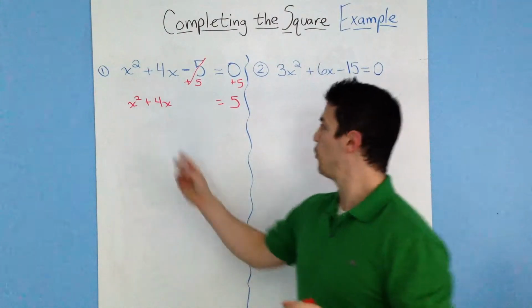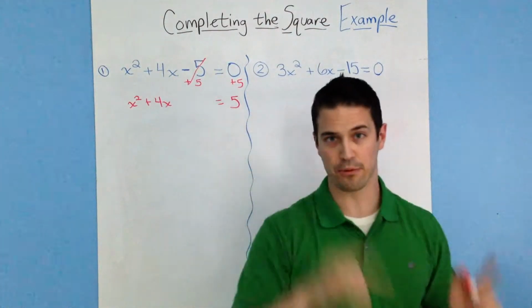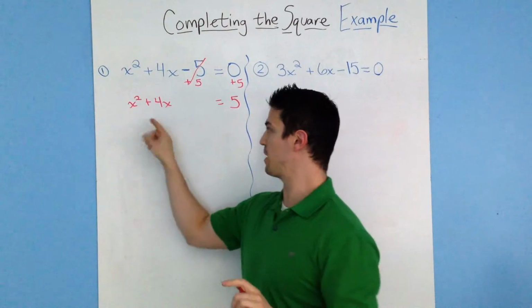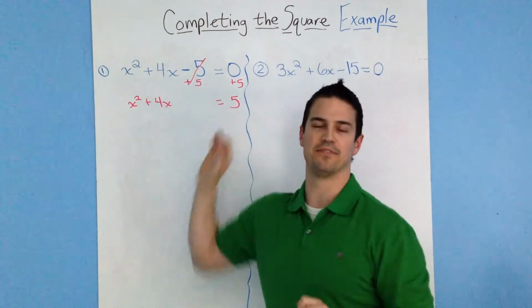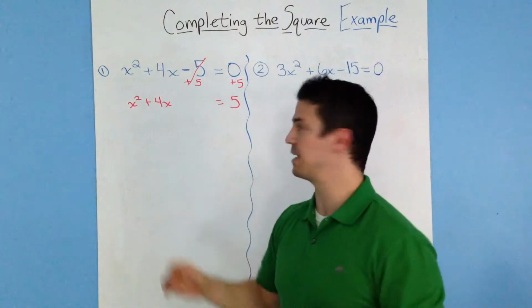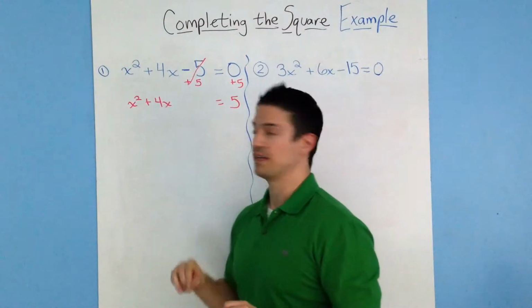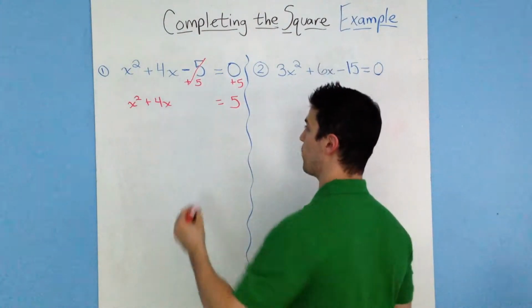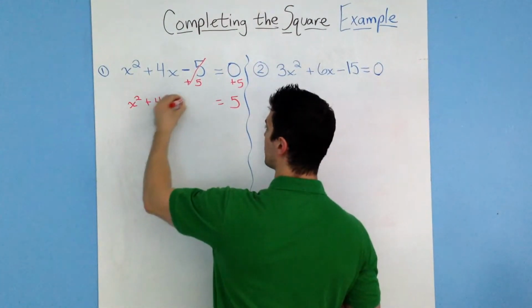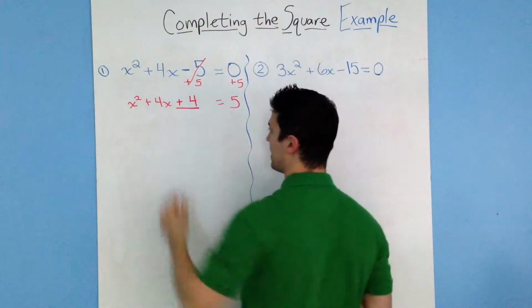Okay, from here, we want to use the principles that were learned in the previous video of completing the square. So you're going to take this b term, divide it by 2, and then square it. So it's 4, divided by 2 would be 2, squared would be 4. So you end up with a plus 4 added here.